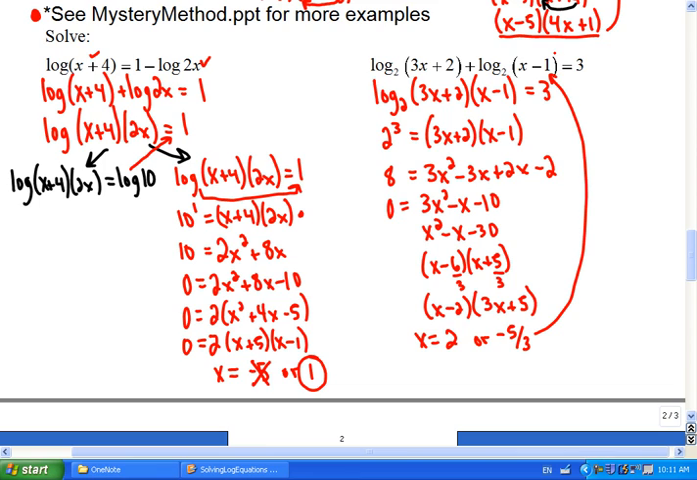Okay. So if I check on these answers, let's see, well, clearly this one's not going to work when I put it in there. The negative, take away negative, still going to be a negative number. But the positive 2, that will work in both this one and this one here. So x equals 2 will be my answer.